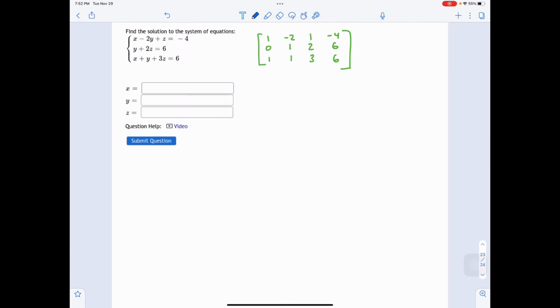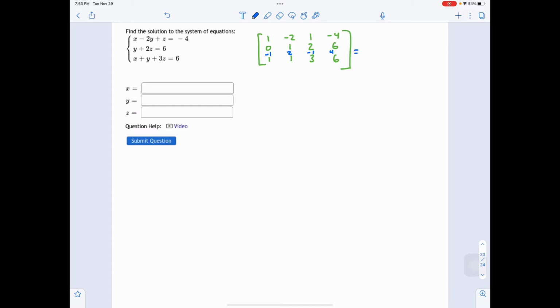It'll be 1 times negative 1, which is negative 1. Negative 2 times negative 1 is 2. 1 times negative 1 is negative 1. And negative 4 times negative 1 is positive 4. Now we can combine these two rows together, right? These two rows down, and we'll get our third row.